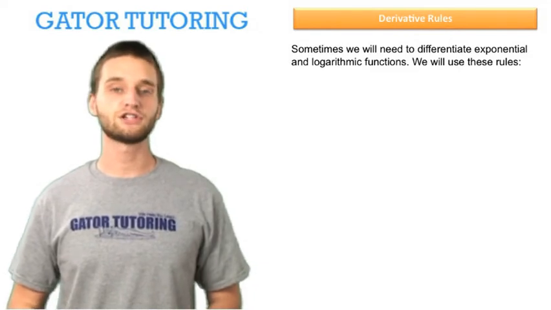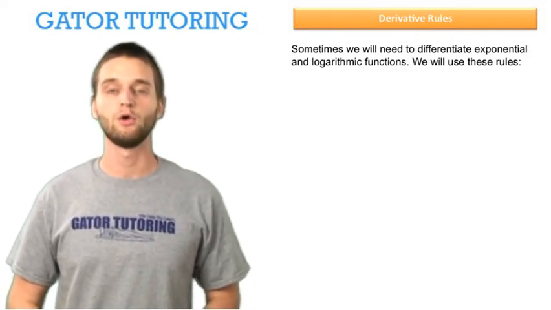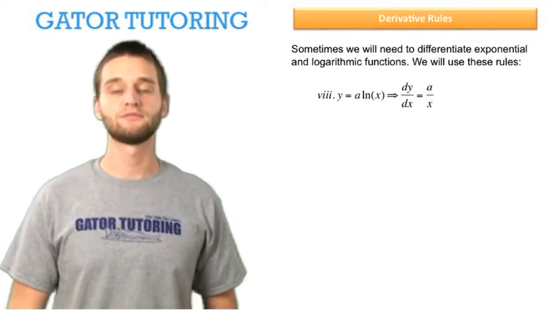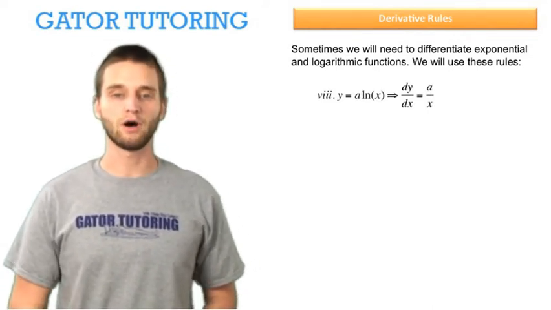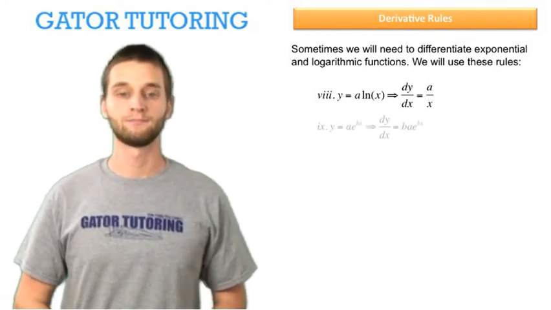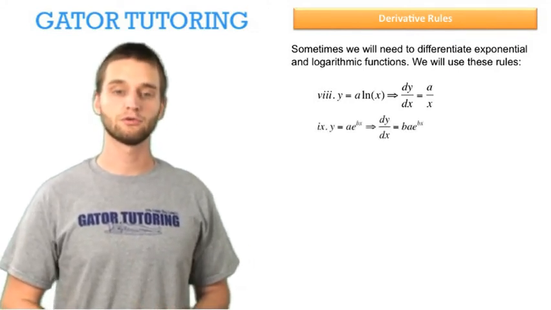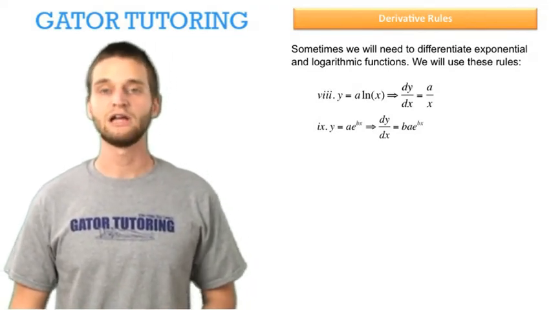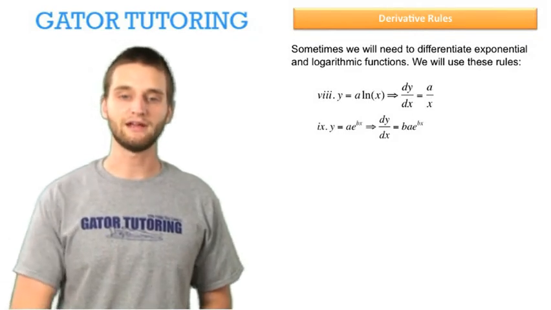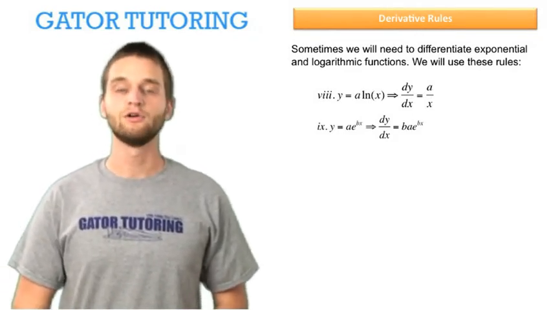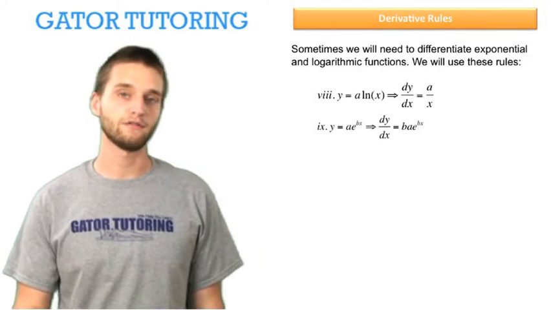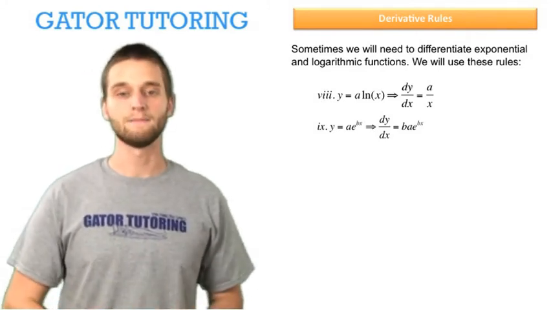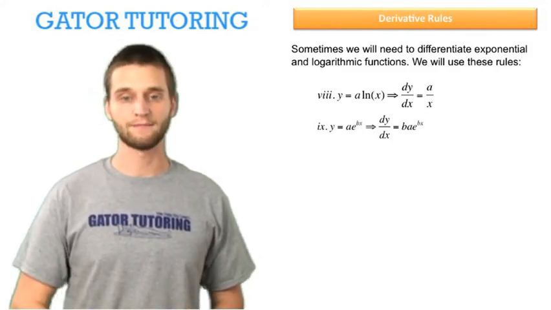Sometimes we will need to differentiate exponential and logarithmic functions. We will have to use these rules. If y equals a times the natural log of x, the derivative of y is a over x. And this rule says if y is equal to a times e raised to the bx, the derivative of y is b times a times e raised to the bx. So that b, the coefficient in the exponent of the e, gets multiplied by the original coefficient, a.